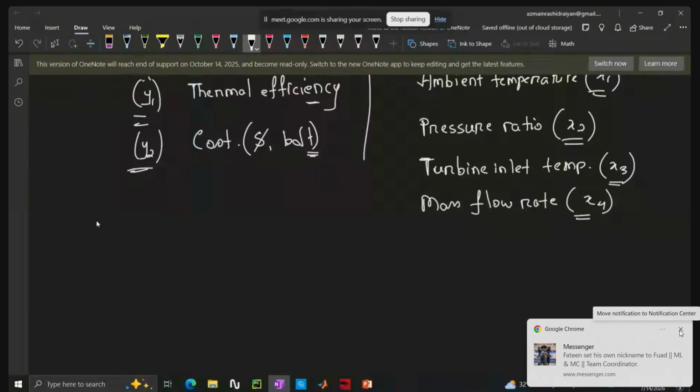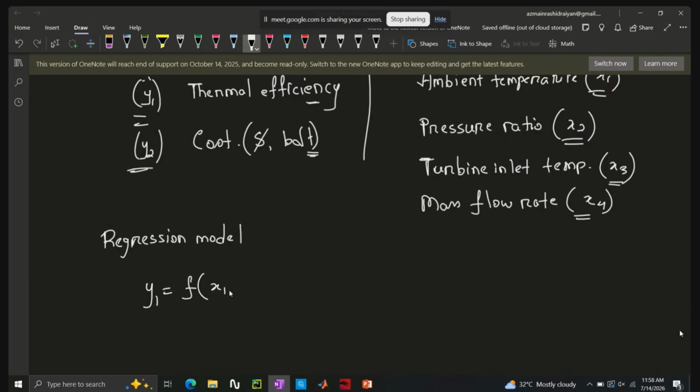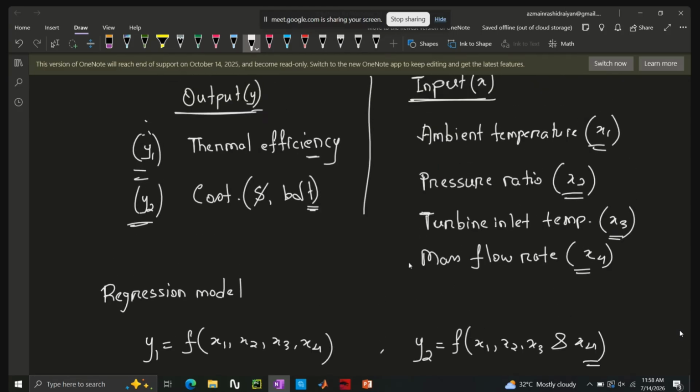As we know, what does a regression model do? A regression model allows us to relate, let's say, y1 as a function of x1, x2, x3, and x4. Similarly, we can write y2 as a function of x1, x2, x3, and x4. When we are dealing with any kind of design problem, we want to know which input parameters are the most effective or the most critical.